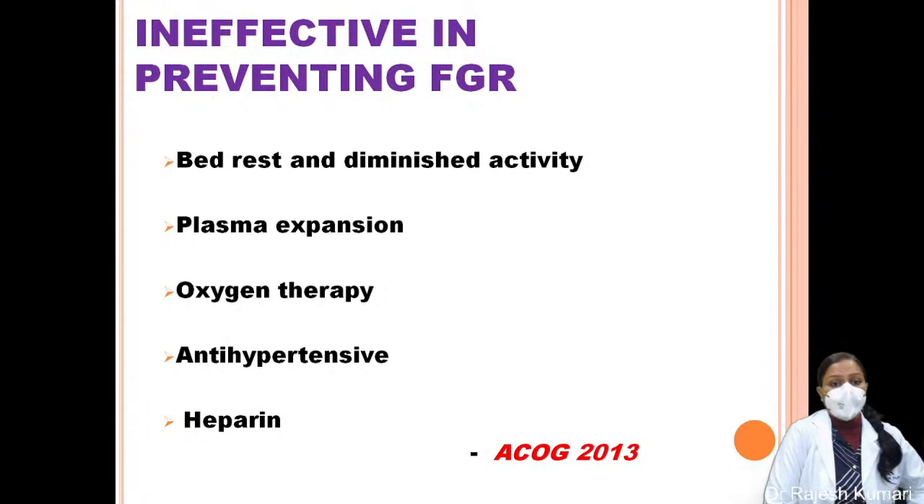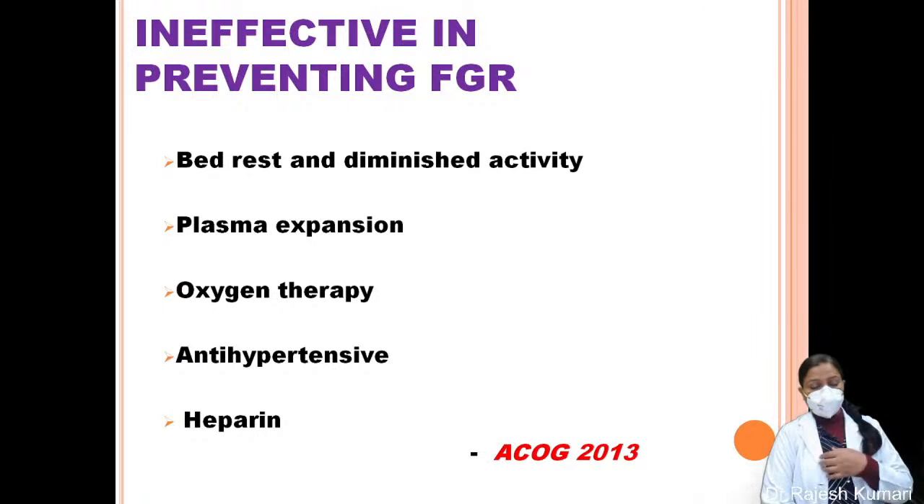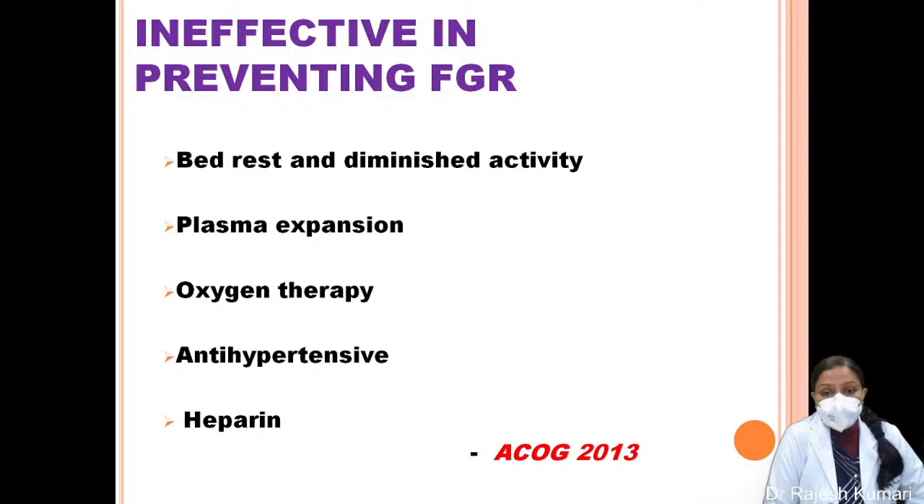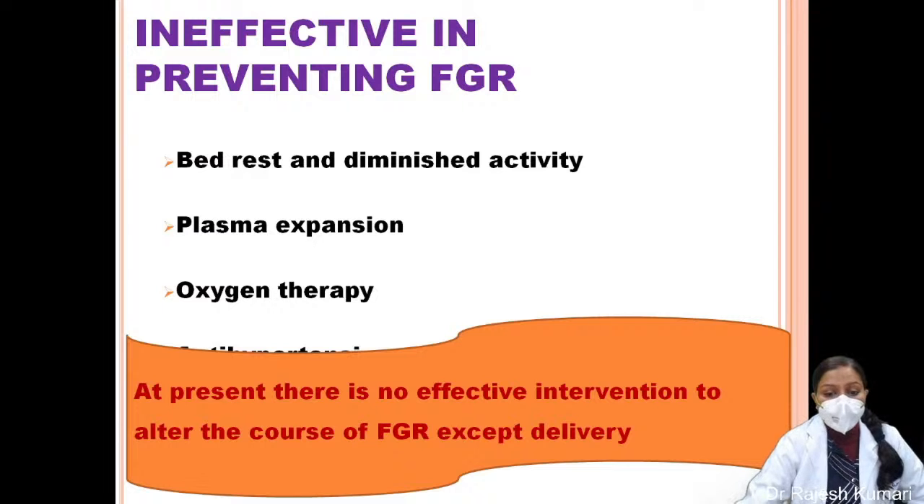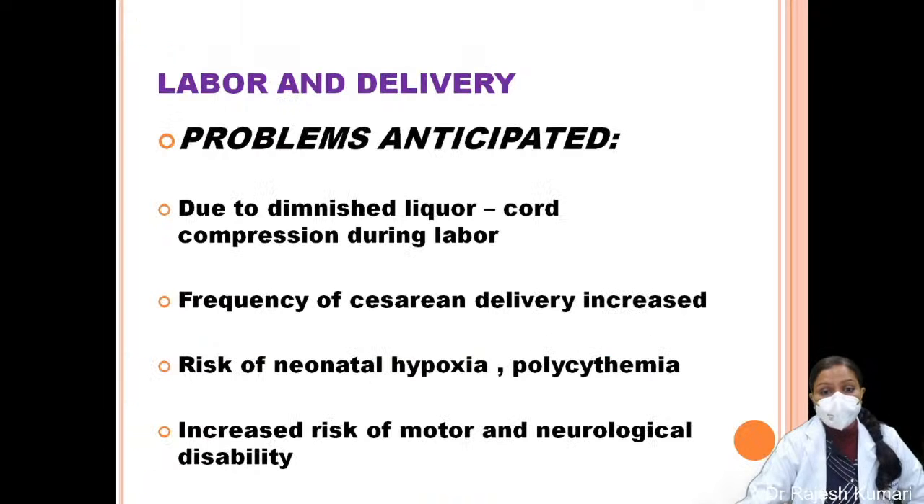Ineffective in preventing FGR are bed rest and diminished activity, plasma expansion, oxygen therapy, antihypertensives and heparin. At present, there is no effective intervention to alter the course of FGR except delivery.